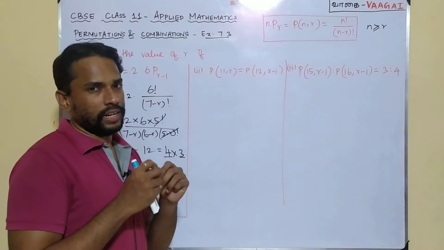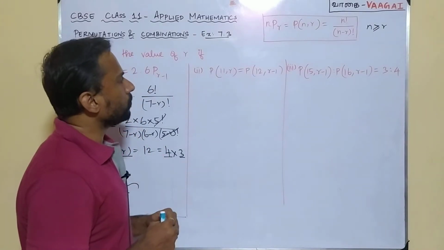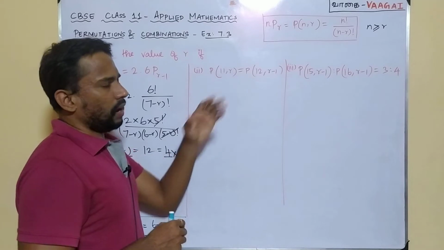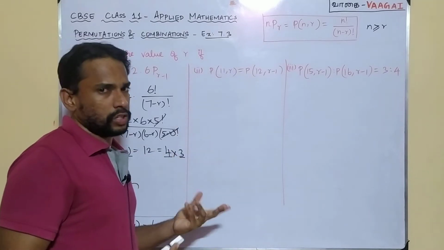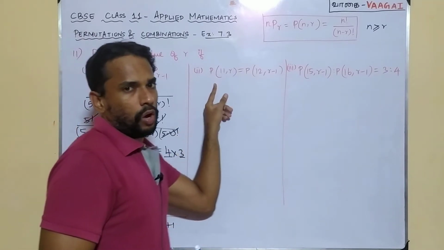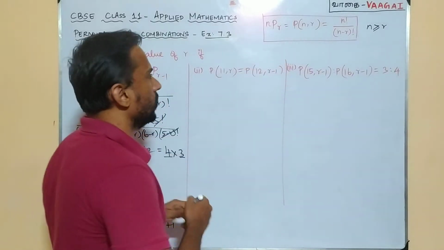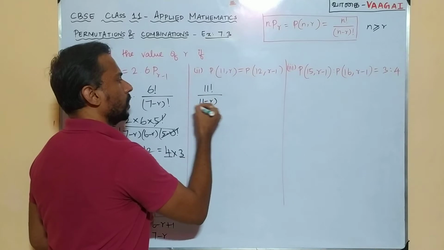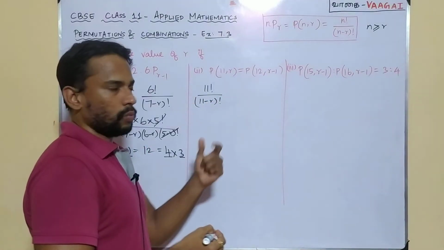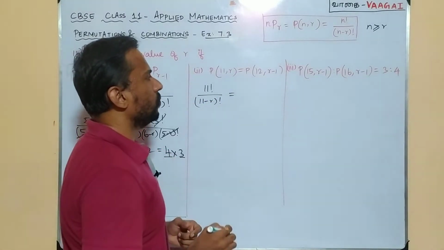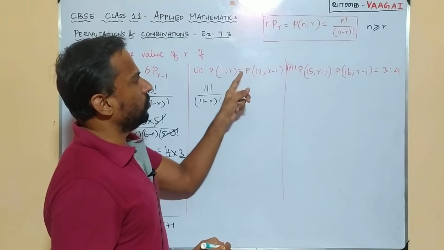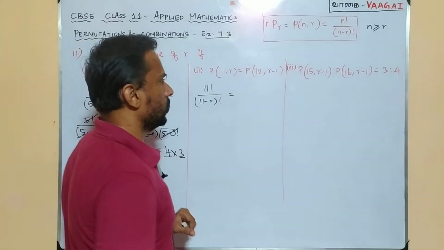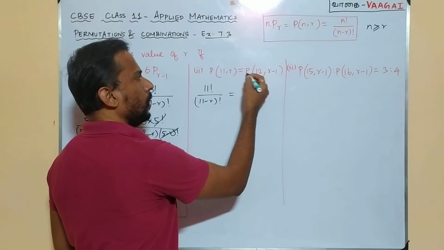And coming to the second subdivision, here we have P of 11 comma r, which is nothing but 11Pr. So how can you write 11Pr? 11Pr can be rewritten as 11 factorial divided by (11 minus r) factorial. This is equal to, on the right hand side, P of 12 comma r minus 1. So this means this is 12P(r minus 1).